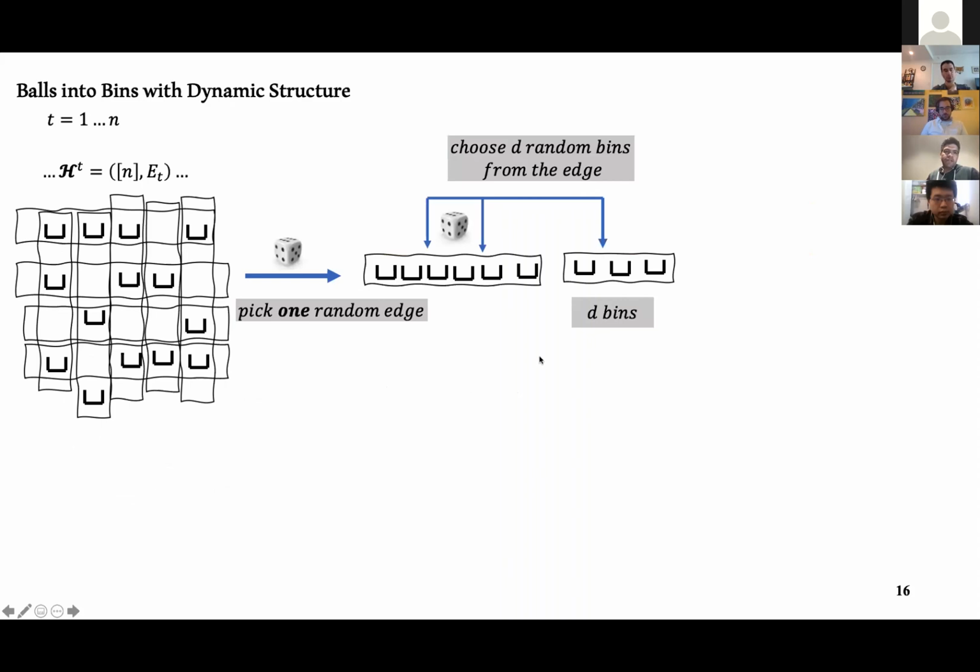Then, for example, assume at time t, the hypergraph Ht is exposed to the system, then a ball comes and chooses a random edge from the hypergraph. The hypergraph should have at least log n bins inside every edge. Then the ball chooses random bins from the edge, and then the ball is allocated to one of the bins with minimum load.